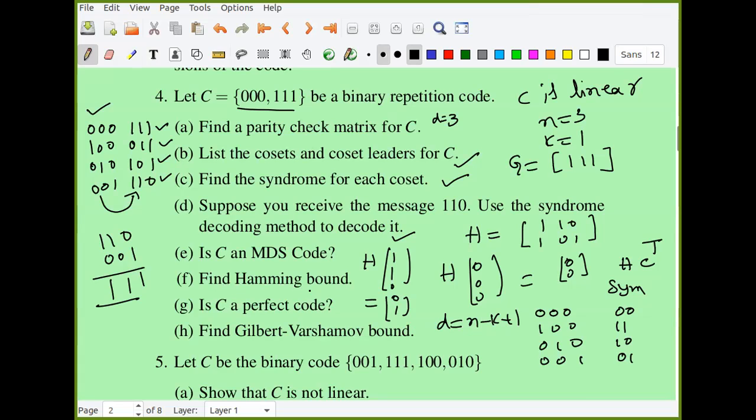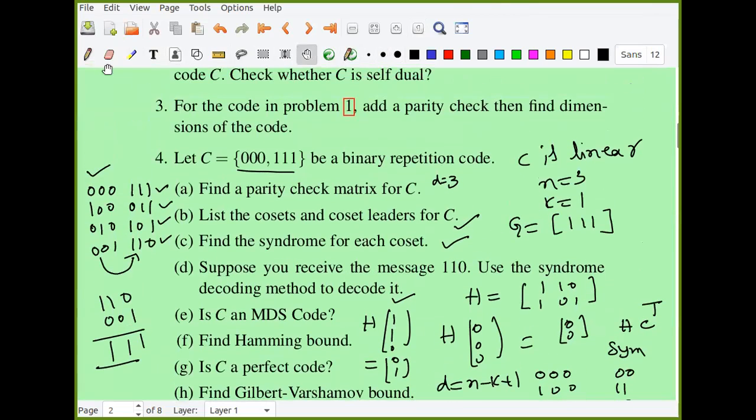Find the Hamming bound. Hamming bound means what? For example, what are the code words in this code? Very simple problem. 0, 0, 0 and 1, 1, 1. So I have two circles only, right? Now, what is the radius of this circle I take generally? My distance is 1, so I'll take radius 1.